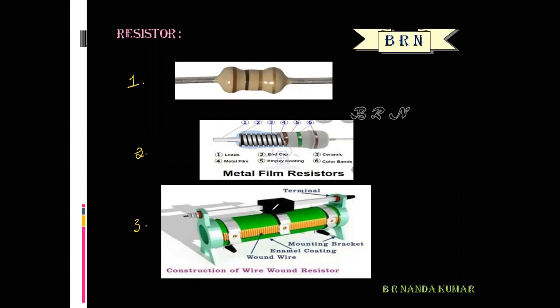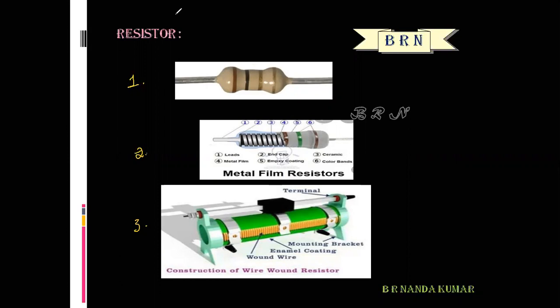Actually, this is also called rheostat. So what is the meaning of rheostat? Rheostat is a wire wound resistor. Its resistance varies from minimum to maximum, right? So what is the function of rheostat? It varies the current and voltage in the circuit. That is the function of rheostat. Its resistance varies from minimum to maximum.